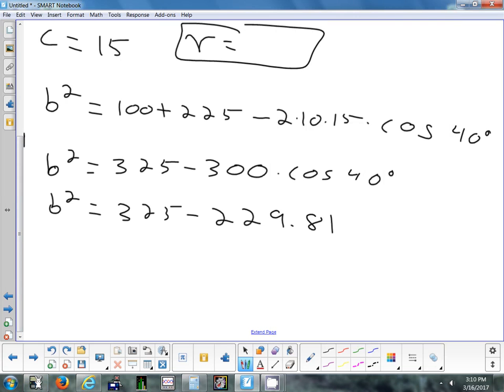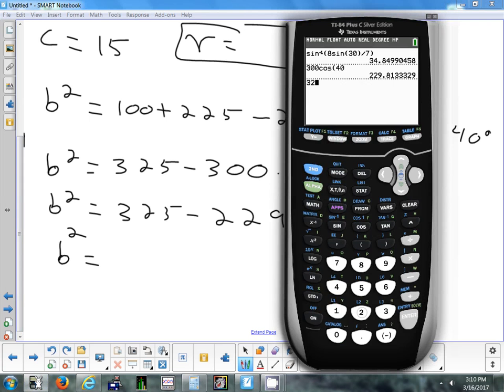Okay, if you end up with a bigger number after the subtraction sign, we're going to run into a problem because you can't take the square root of a negative. So far everything looks good. So let's do b squared first. So it's 325 minus 229.81. Yep. So we get 95.19.